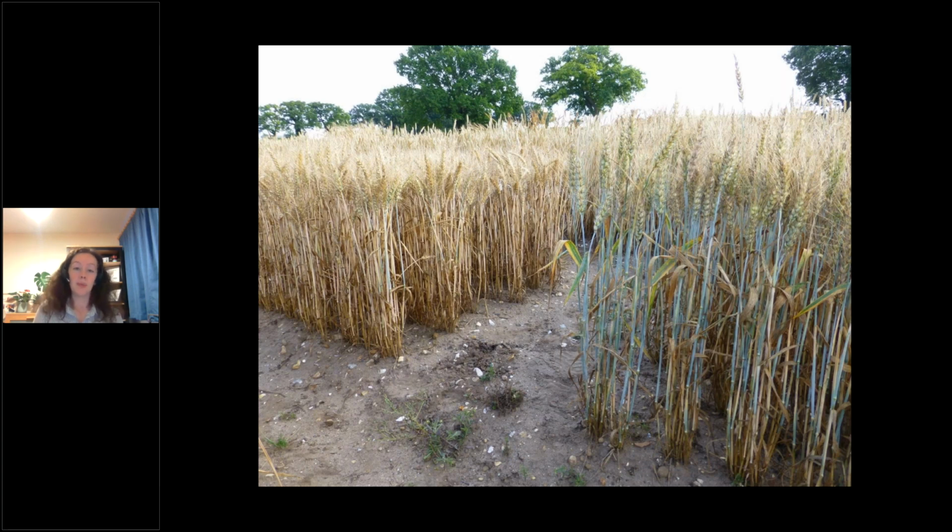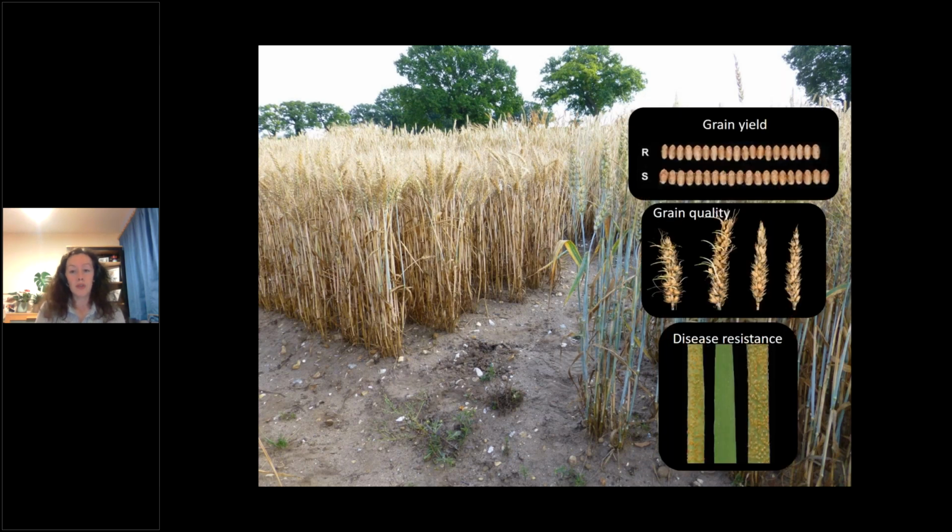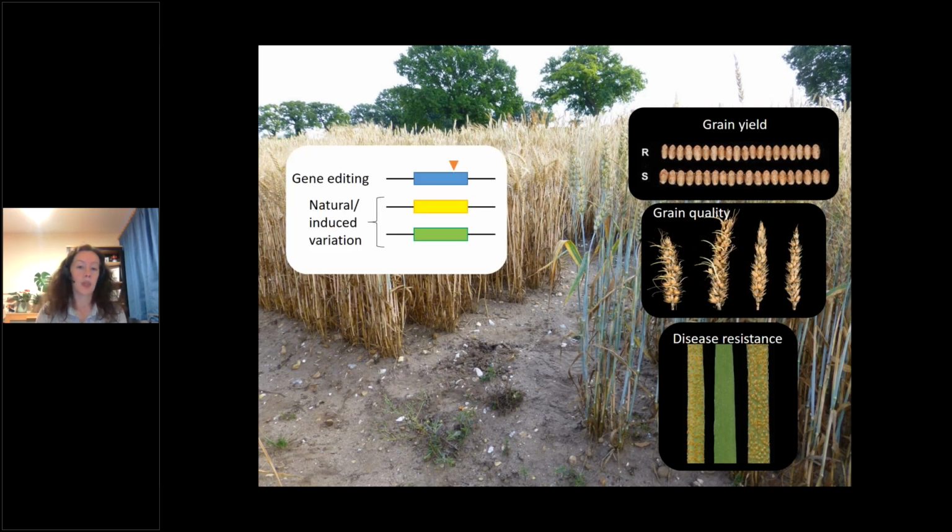But in the field, we need to be able to improve wheat for a whole range of different traits. Breeders are interested in yield, quality, disease resistance, amongst a host of other traits. And we now have the tools to really start altering genes to improve phenotypes, to tailor them to the environment or the end uses that we want our wheat grown for. These include methods like gene editing, but also natural and induced variation that can be used within wheat breeding.